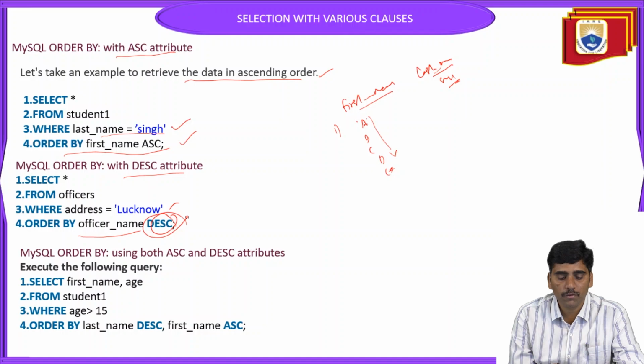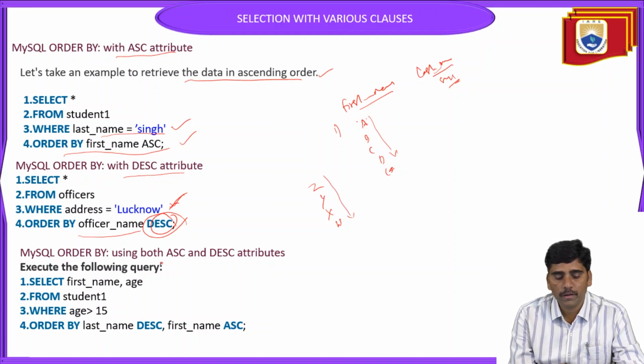So we need to display whoever has the address Lucknow, and the officer names will be displayed in descending order. So the officers' names are sorted in descending order. Like that, it displays in descending order.